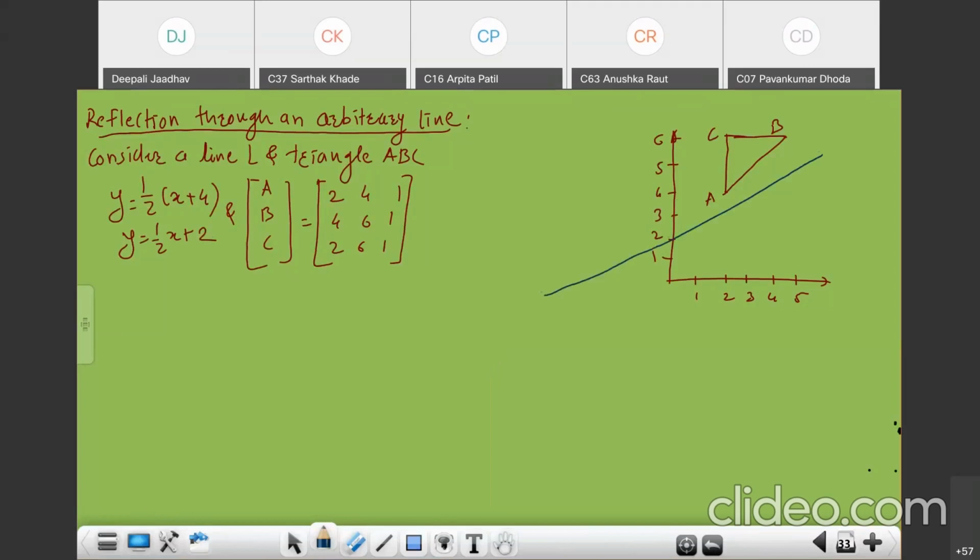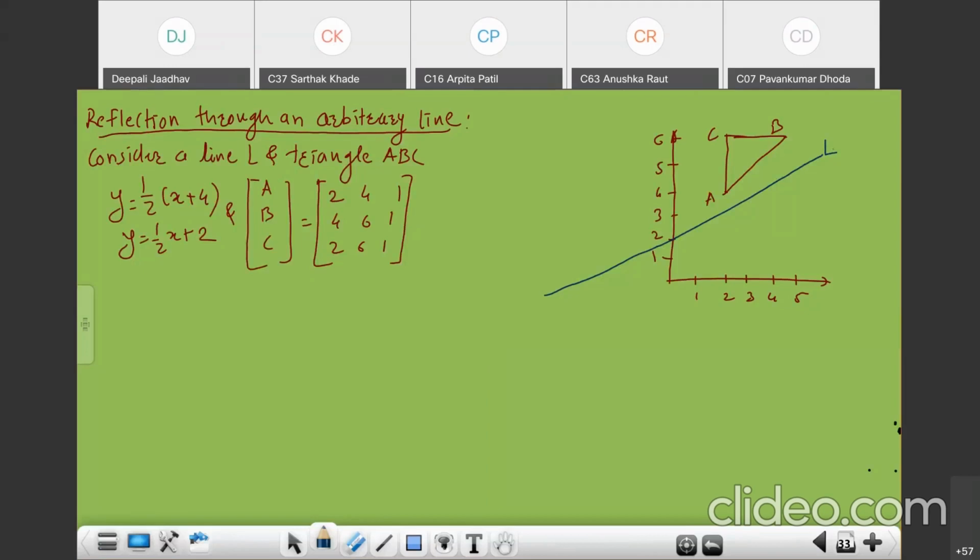The y-intercept is plus 2. So this is our line L and this is the triangle ABC. Now we want to reflect this triangle through this arbitrary line. It does not pass through the origin, correct? So we need to reflect this triangle through this arbitrary line with the equation y is equal to 1/2 x plus 4.